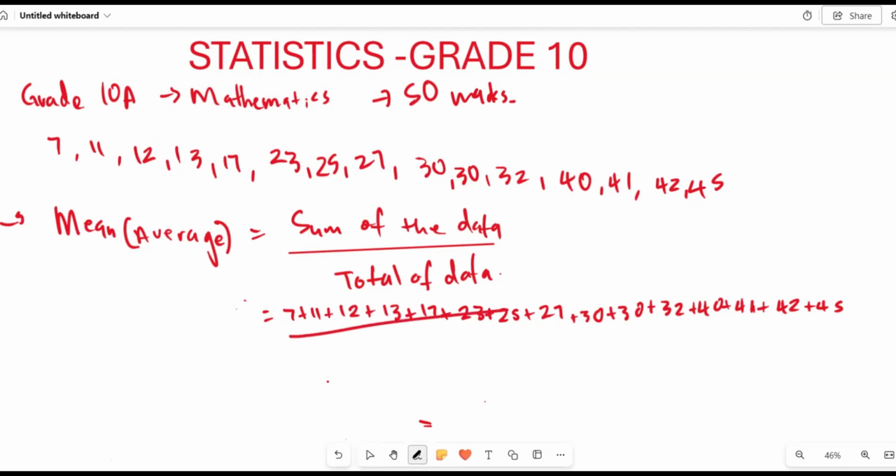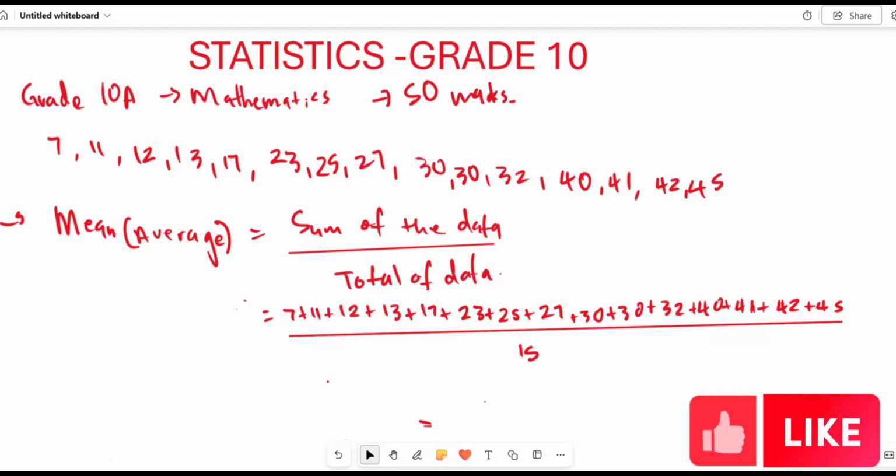And then when we speak of the total of the data, you're going to say how many data do you have here. So you have 1, 2, 3, 4, 5, 6, 7, 8, 9, 10, 11, 12, 13, 14, 15. So this is going to be divided by 15. Can you see that? So for you to get the average of this data, you are going to divide everything by 15.